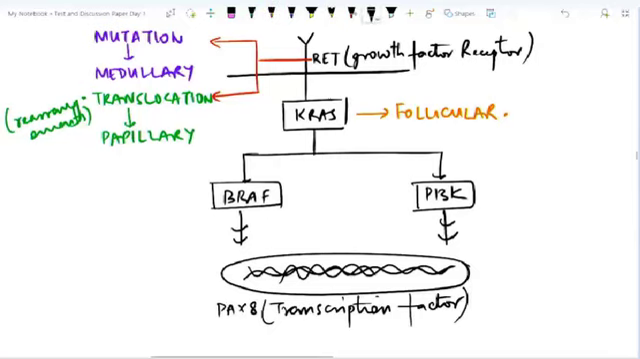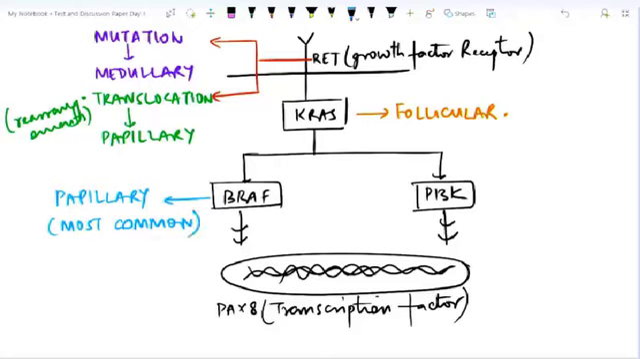BRAF, if you recall from earlier where you've read these conditions, is also seen in papillary carcinoma. In fact, these are the most common mutations in papillary carcinoma. PI3K has one factor that inhibits it. The name of that factor is PTEN. PTEN is a tumor suppressor gene, everything else is a proto-oncogene. And both of these mutations are seen in follicular carcinoma and anaplastic carcinoma.